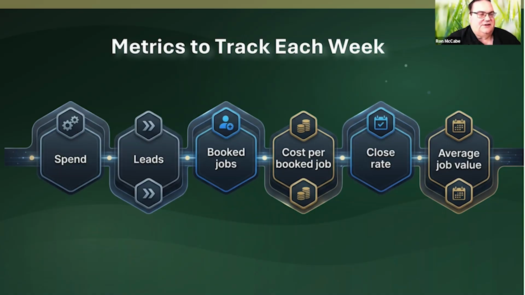You want to look at the leads, what your booked jobs were, and then your overall cost per booked job, and again, that tells you your close rate. And then you want to have your overall job value, and you want to have that number together, preferably on a weekly basis, at a minimum on a monthly basis. And you want to use that as part of your annual plan for revenue.